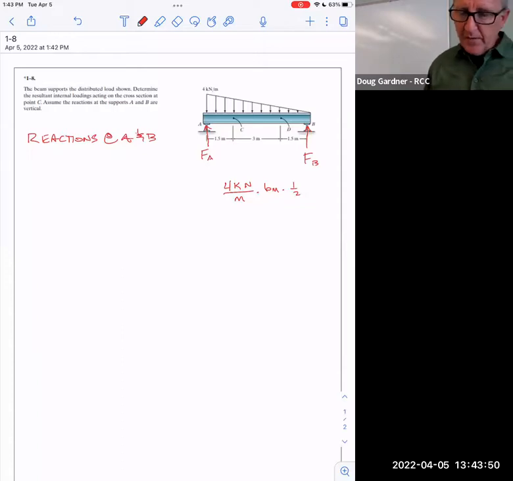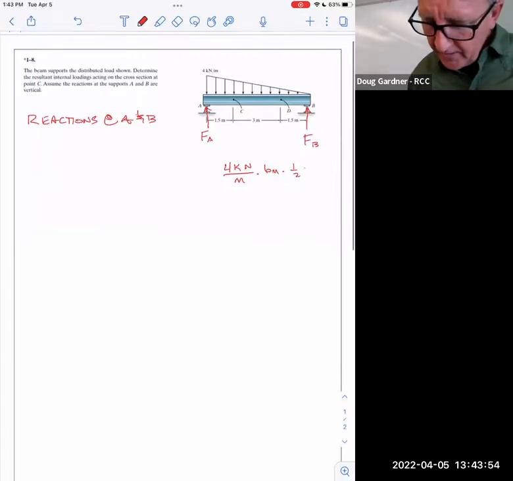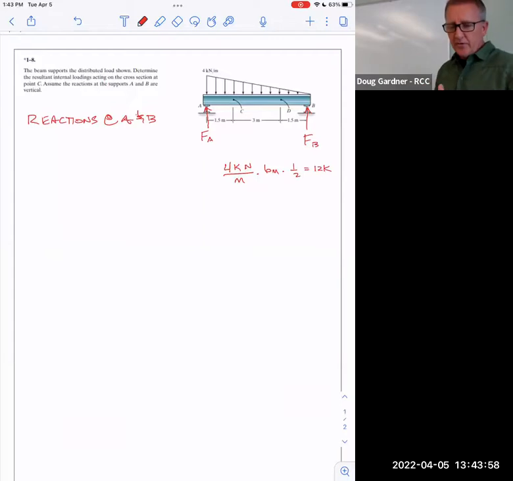Okay. So that's 24 times 2, which is 12. So you have to have 12K. That's your single force to replace all of those. Where does it go? What is it? Yes. Newtons, because the meters cancel.